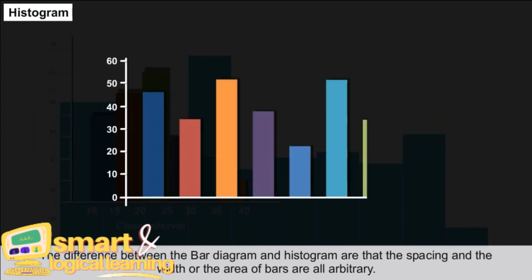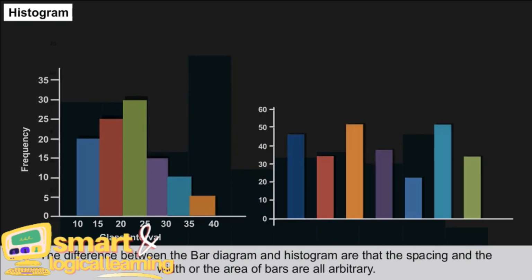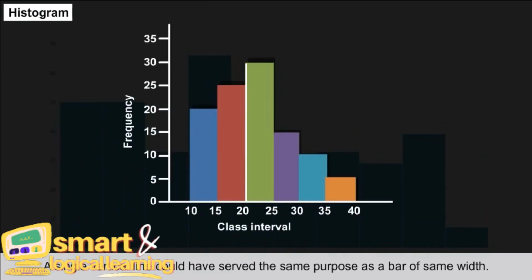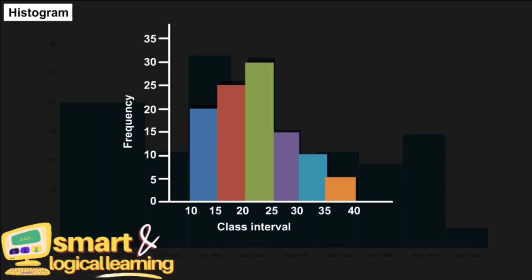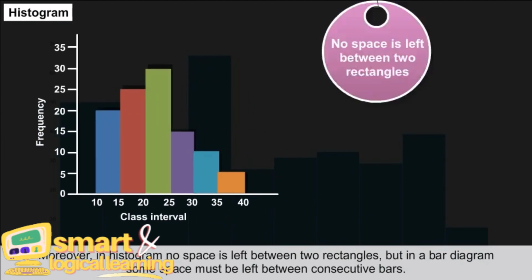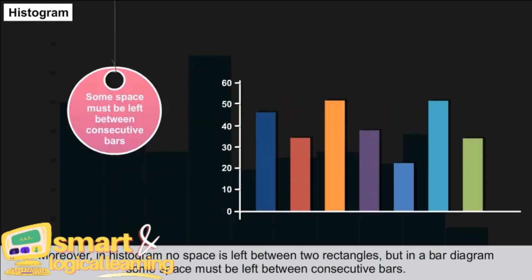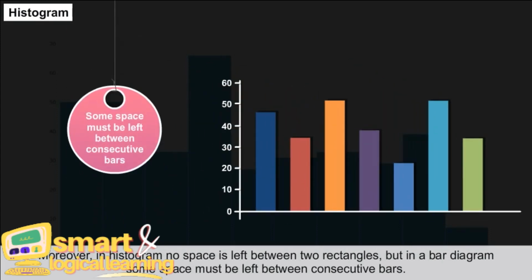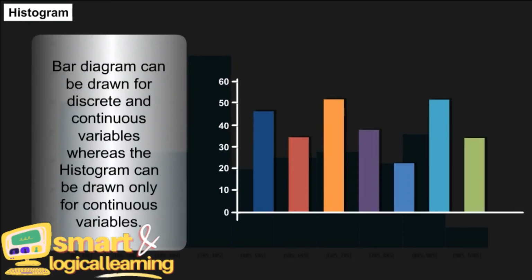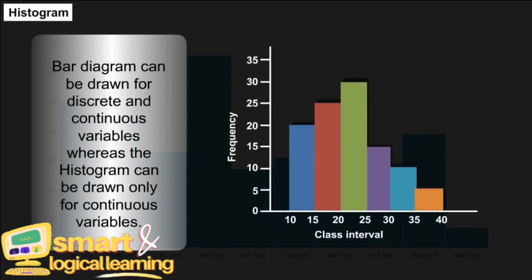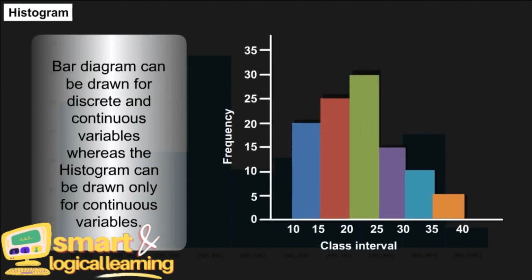The difference between the bar diagram and histogram is that the spacing and the width or the area of bars are arbitrary. A single vertical line could have served the same purpose as a bar of the same width. Moreover, in a histogram, no space is left between two rectangles. But in a bar diagram, some space must be left between consecutive bars. Bar diagrams can be drawn for discrete and continuous variables, whereas the histogram can be drawn only for continuous variables.